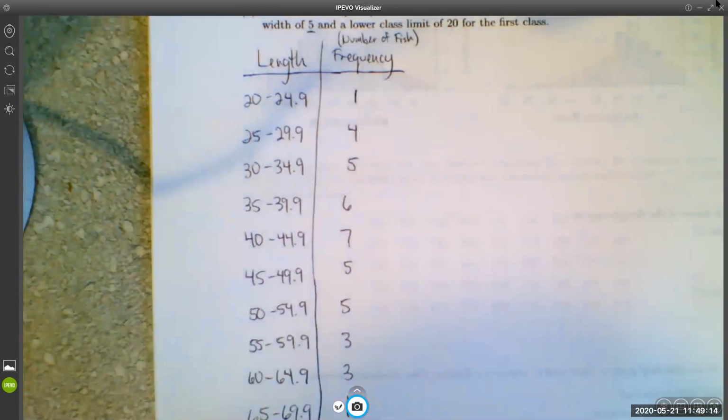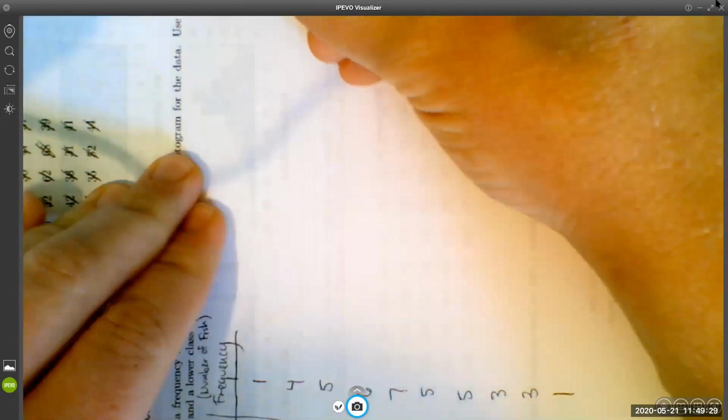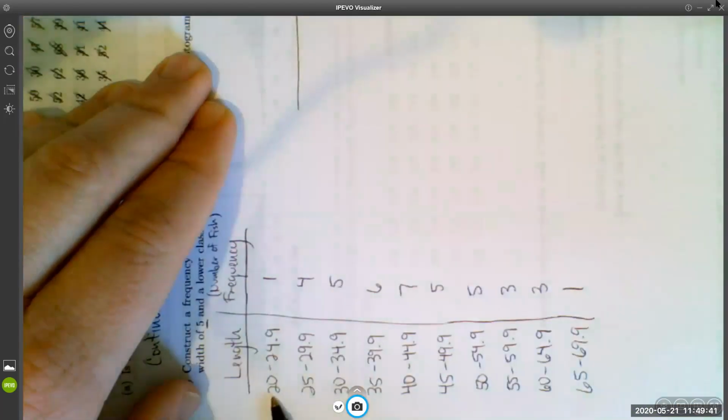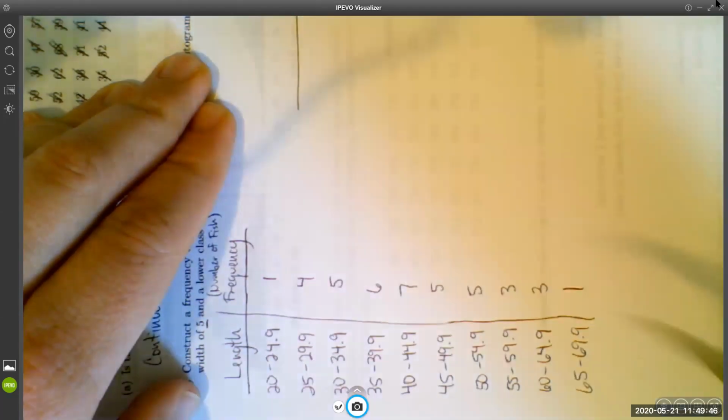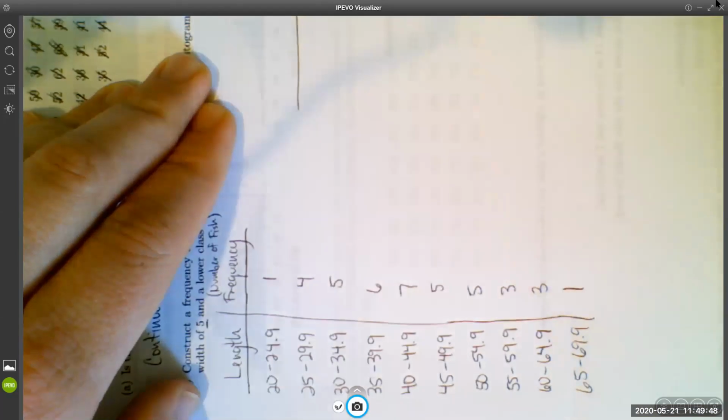Now it says to draw a frequency histogram. So I'm actually going to tip my page over on the side so I have a little bit more room to do this. So my frequency histogram. I need to go up to 7 on my y-axis. And then on my x-axis, I need to go all the way up to 70, but my class width is 5. So when I put my classes on here, I'm only going to put the lower class limits. I'm not going to label the upper class limits. I need to go from 25 to 65.